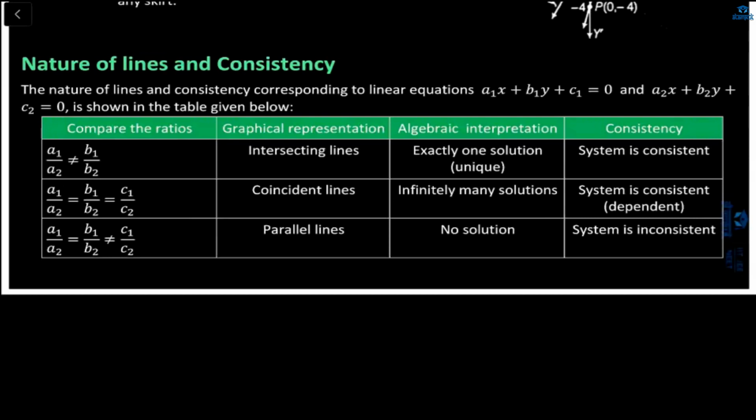They both will be dependent on each other. The two equations will be dependent. Both the lines will be coinciding, so they will have infinitely many solutions. There is no single exact value; every value of x will have a corresponding value. So they are dependent on each other.